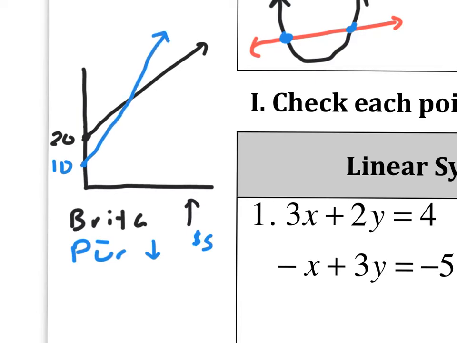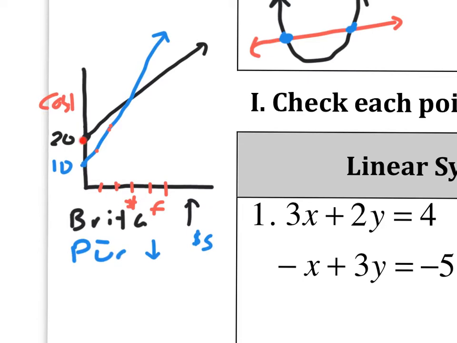And of course, what does each axis represent? Well, this axis represents the number of filters. After I buy one filter, this is how much it's going to cost me. If I buy two filters, that's how much it's going to cost me. And over on this side is my cost.